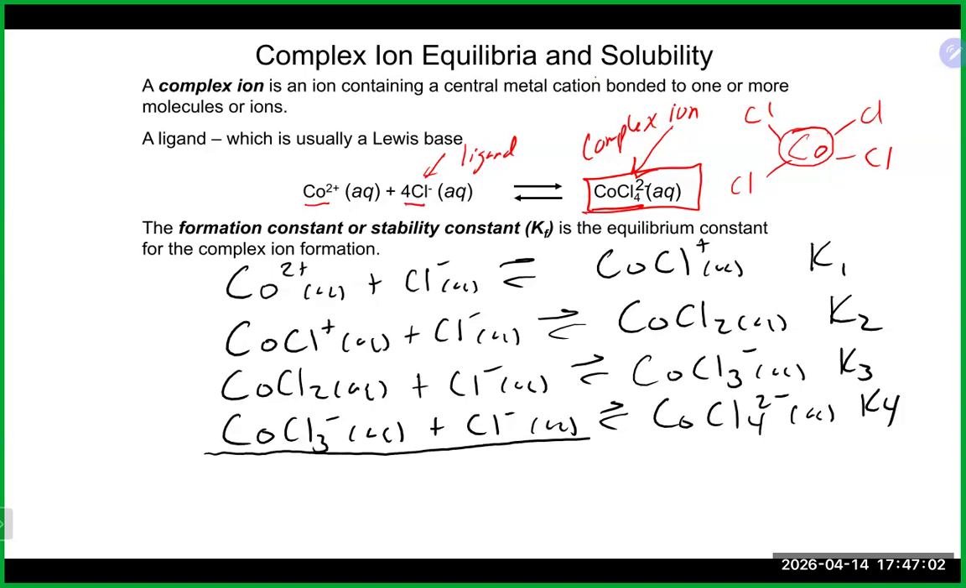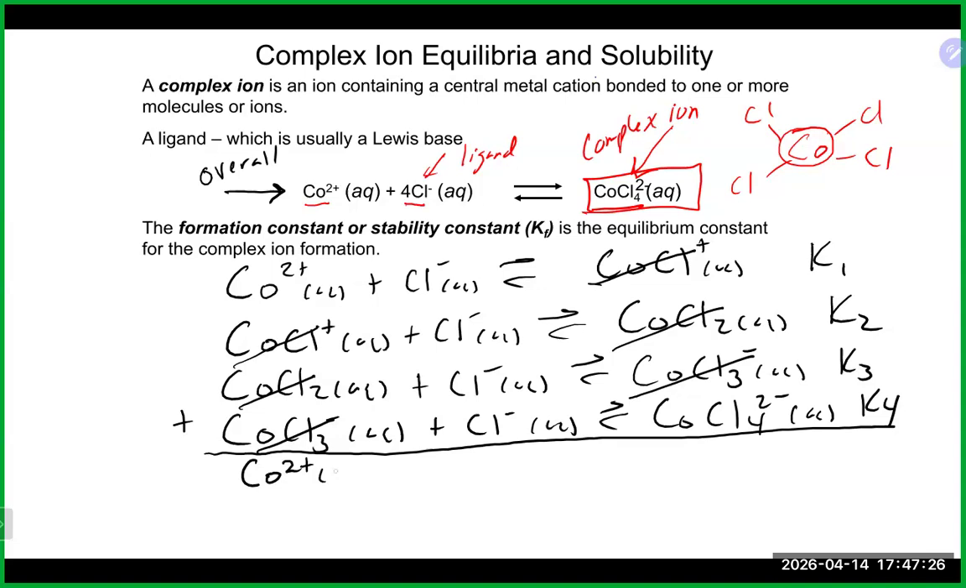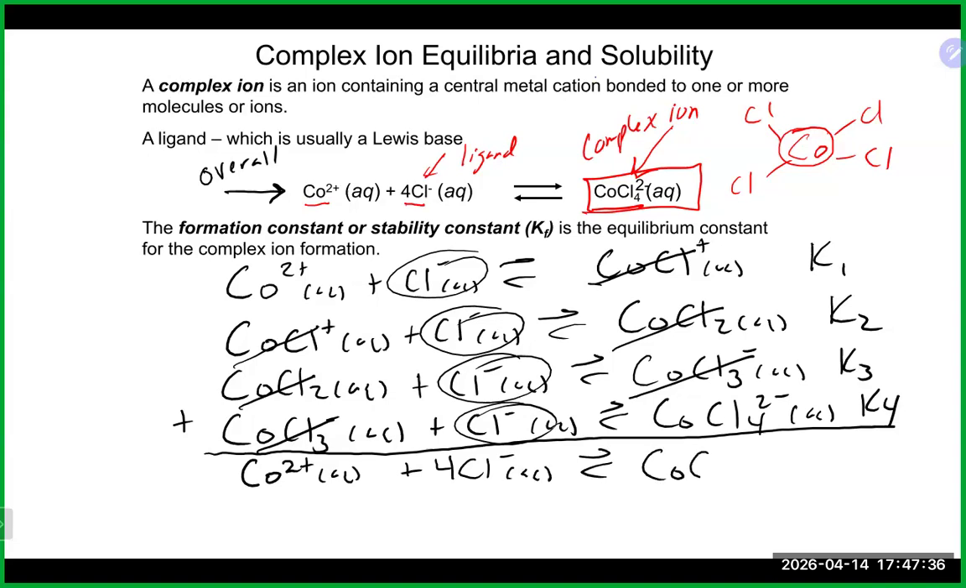Just like any others, what we see here is really the overall reaction that is happening. If we added all these together, this one and this one would cancel, this one and this one would cancel, this one and this one would cancel, and we would be left with the overall reaction, which is basically that cobalt picked up 1, 2, 3, and 4 chlorides and made this complex ion here.